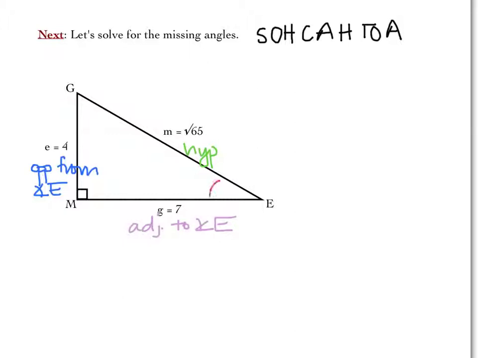So if I want to solve for angle E, let's use cosine. So I have adjacent and hypotenuse. And let's put it all together. So cosine of angle E is adjacent over hypotenuse. Adjacent over hypotenuse. So I'm going to write 7 over the square root of 65.